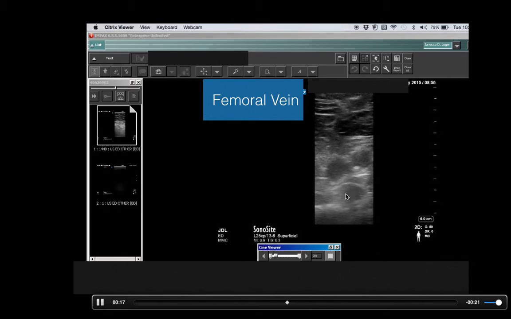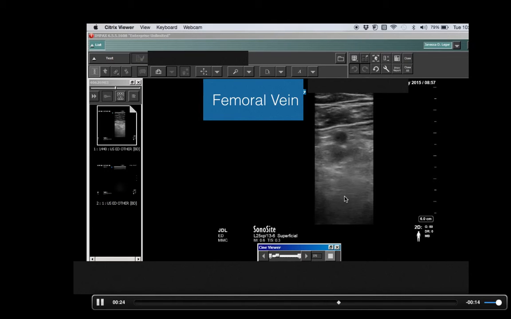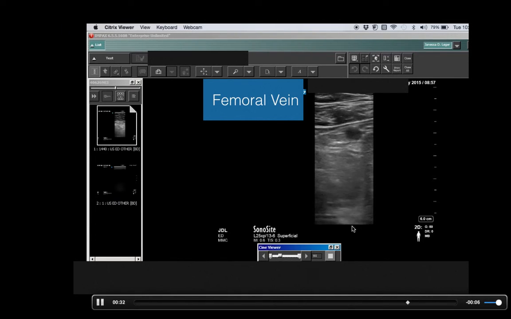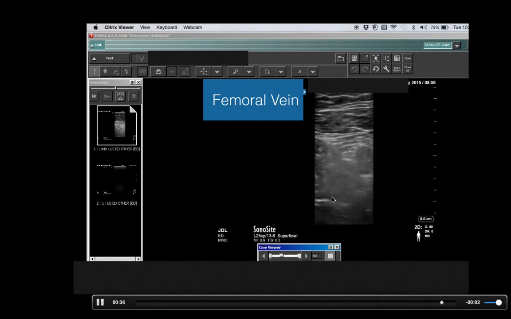You're then going to scan a little more distal, when you start to see that bifurcate, and that'll be the deep femoral and the femoral, and you want to also make sure those compress distally. Sometimes that part can be a little bit trickier to try to find where it bifurcates. I think we're just at the beginning of it there.